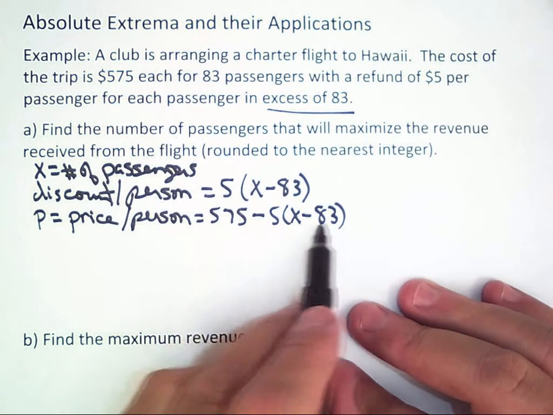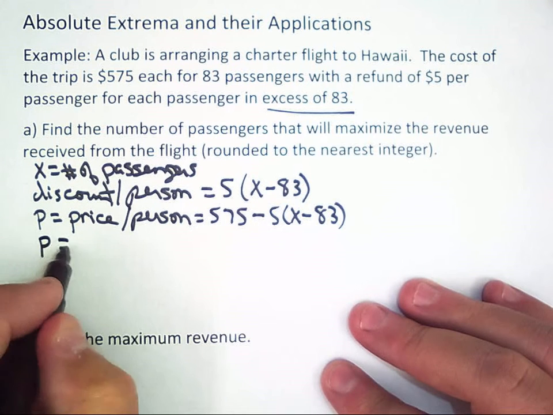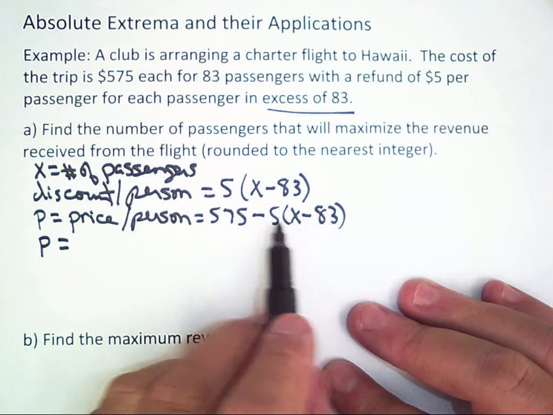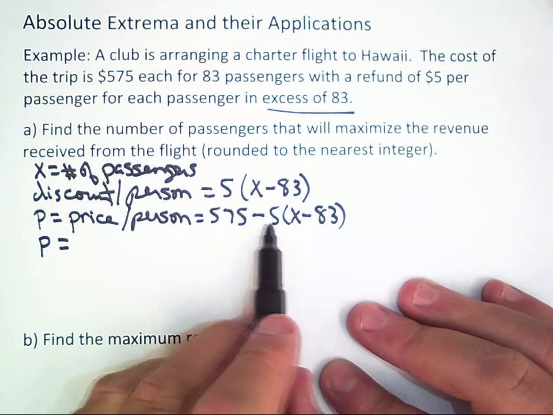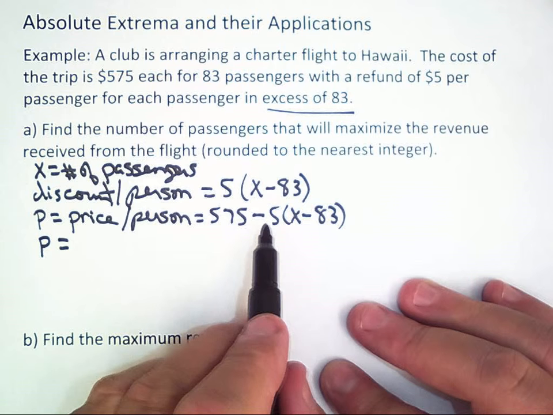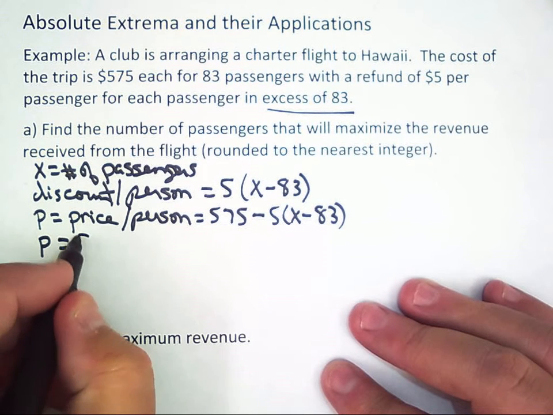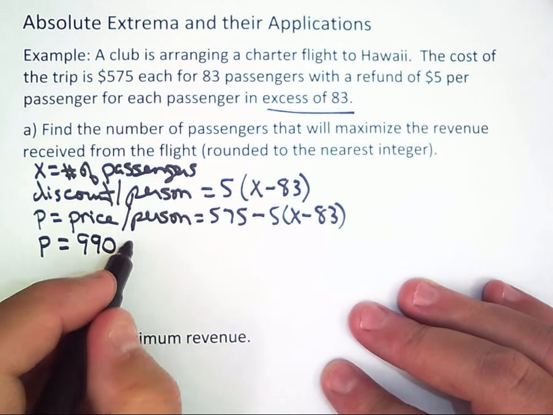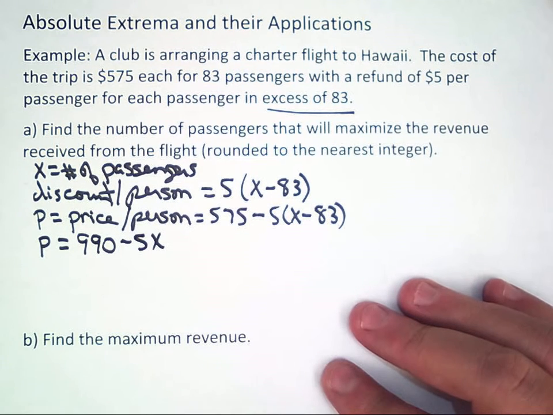Now if we multiply through by minus 5 and simplify this, you get $575, and then you get a minus is plus 83, plus 83 times 5, and I'll let you do the arithmetic. Minus 5 times minus 83, and if you add 575 to that, you'll get 990, and then you got minus 5x. So that turns out to be the little p, that price per person.